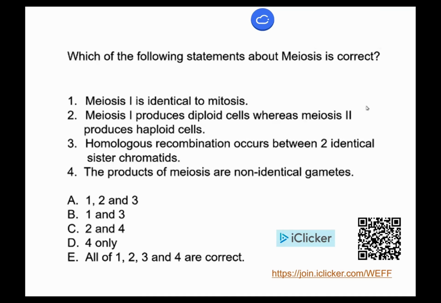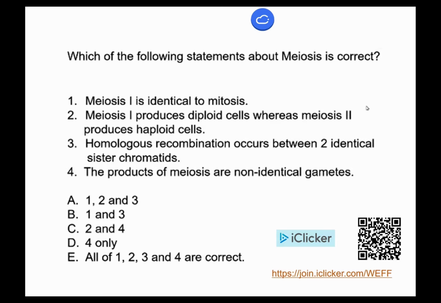Okay, statement number 1. Do you know why meiosis 1 is not identical to mitosis? Okay, so let's go over this. Give me some differences between the two, meiosis 1 and mitosis. Okay, the answer is mitosis is 1-cell division, meiosis is 2-cell division, but the question is what's the difference between mitosis and meiosis 1? Meiosis 1 is a 1-cell division.